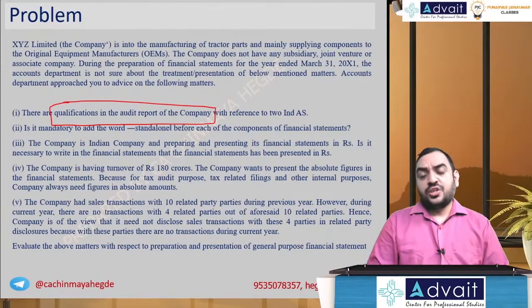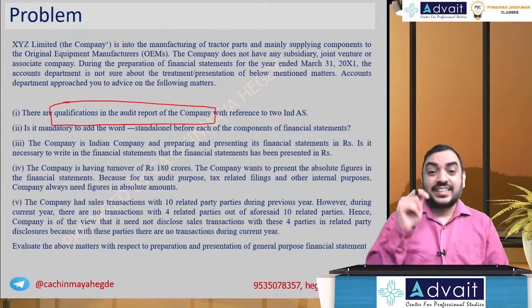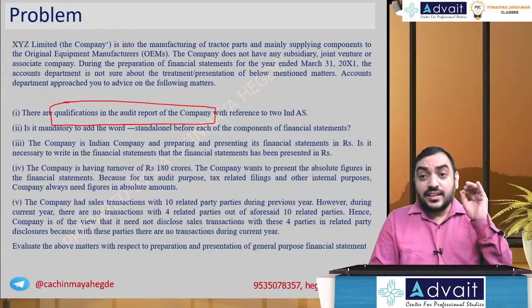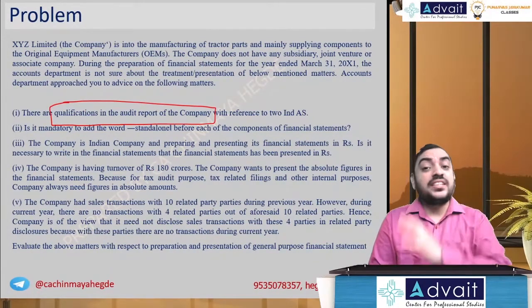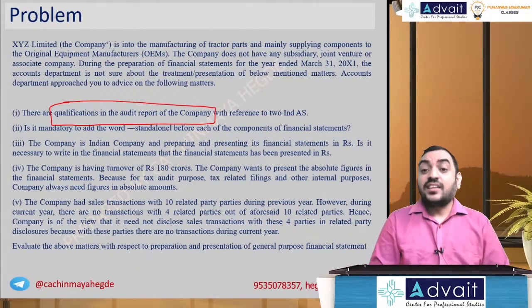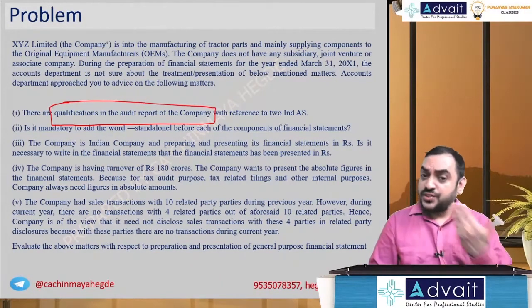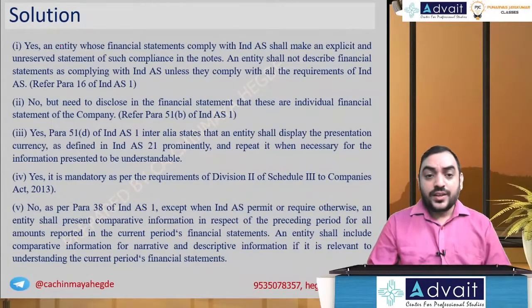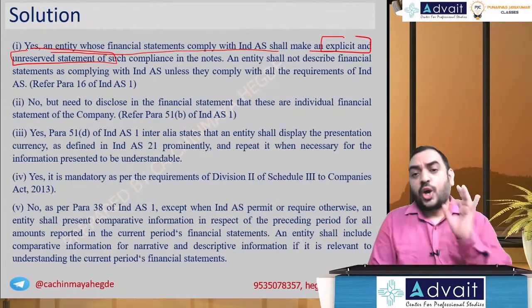Ind AS 1, Presentation of Financial Statements, specifically tells that if you are following Ind AS, you have to say that. What is the word we use? The organization has to use the words unreserved explicit statement. Explicit means it has to be written in the notes on the face of it, and unreserved means you should not have any exceptions. So if you have any qualifications, that should be disclosed. So an entity whose financial statements comply with Ind AS shall make an explicit and unreserved statement. I always use this.